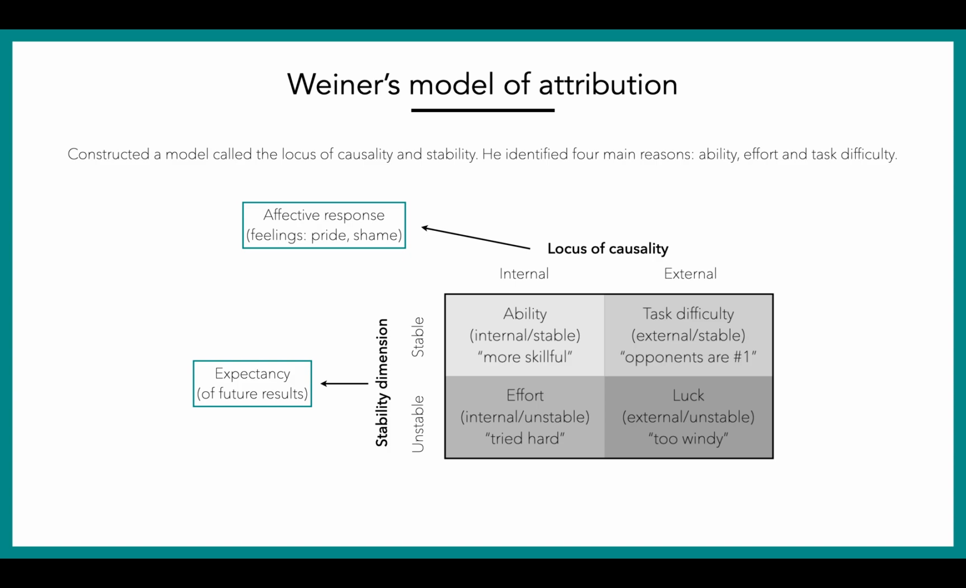However, as you can imagine, if people give stable attributions for failure, like the past example, "I'm not good enough," which is stable, it's going to be psychologically demotivating, and we're going to go towards learned helplessness, which we'll come on to. So we have stable and unstable, the stability dimension linking to expectancy of future results, and then locus of causality linking to our feelings.